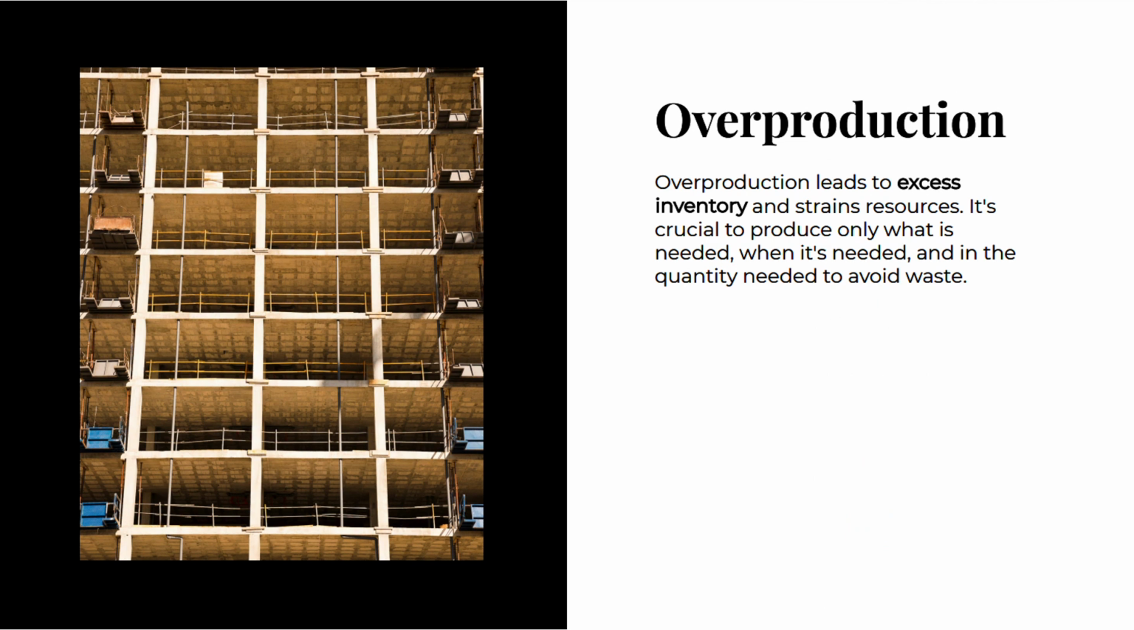First is overproduction. From the name itself, it suggests that overproduction means producing more than the requirement. And once more than the requirement has been produced, it will lead to excess inventory. It is very important that we produce only as much as is required. So the first waste is overproduction.